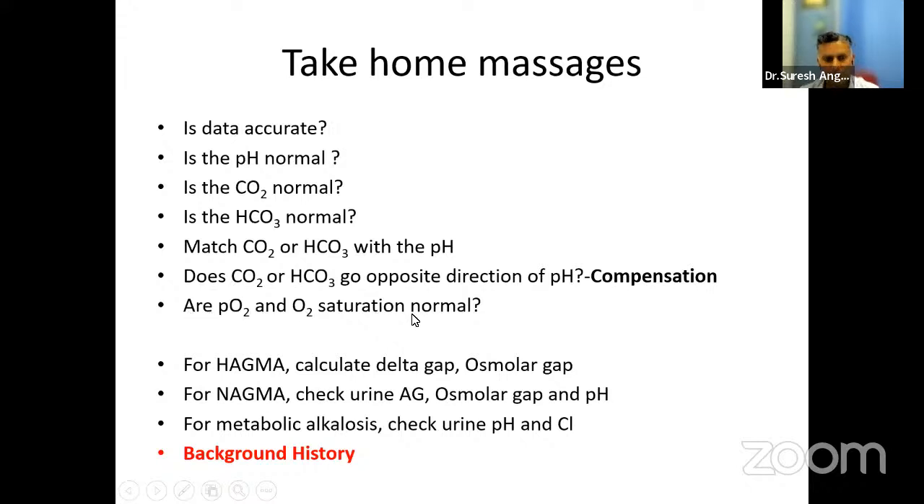I have not covered the importance of PCO2 and its relation to end-tidal CO2, and what the mechanics are going on in the lungs or in the patient, but that is also an important component.